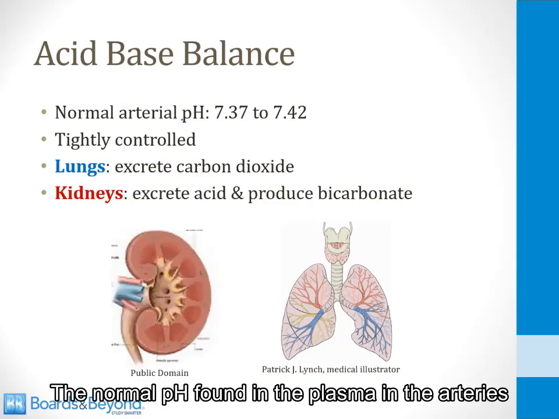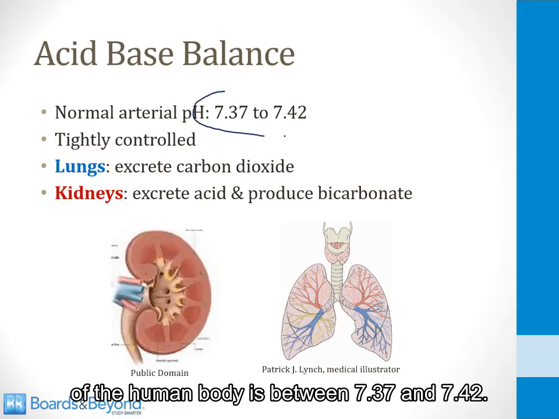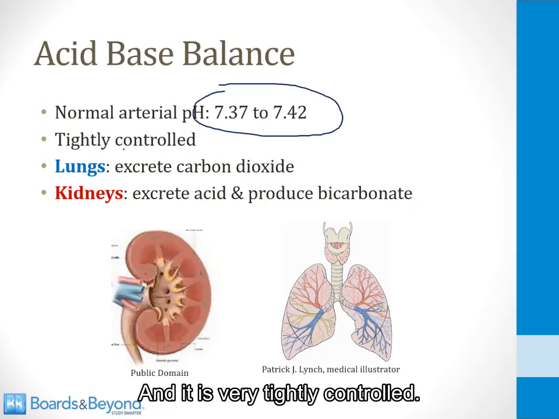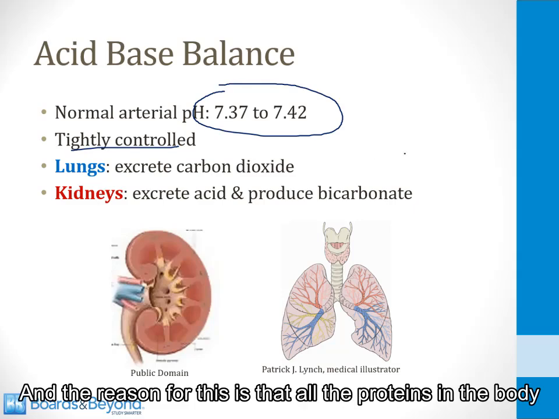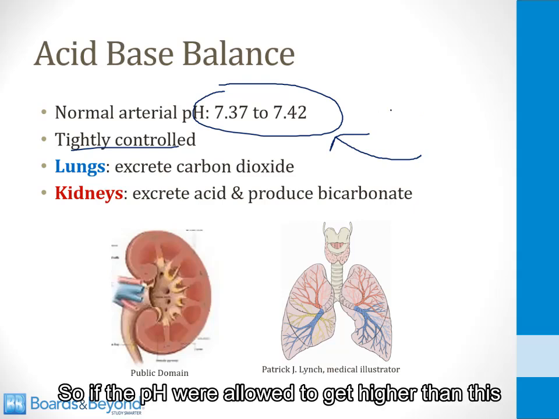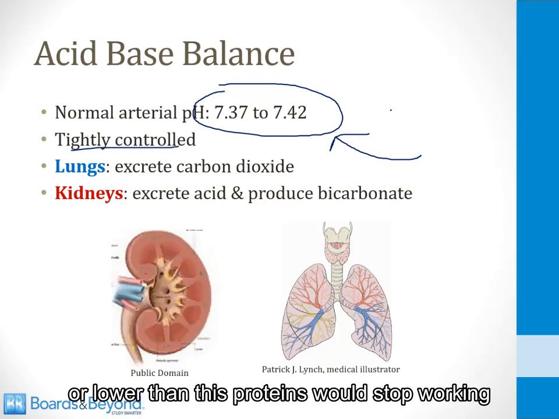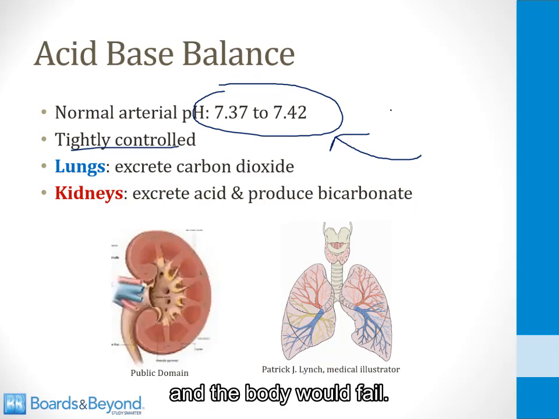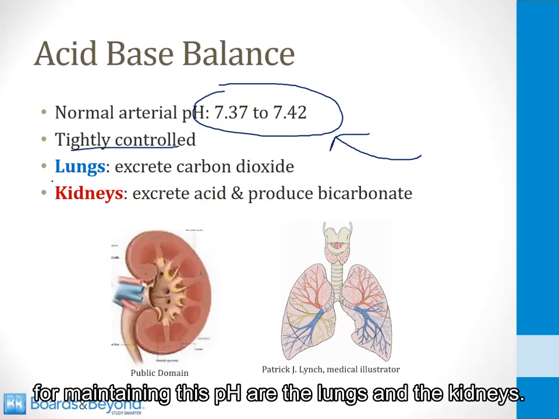The normal pH found in the plasma in the arteries of the human body is between 7.37 and 7.42, and it is very tightly controlled. The reason for this is that all the proteins in the body are designed to work at this pH. So if the pH were allowed to get higher or lower than this, proteins would stop working and the body would fail. The two organs that are important for maintaining this pH are the lungs and the kidneys.